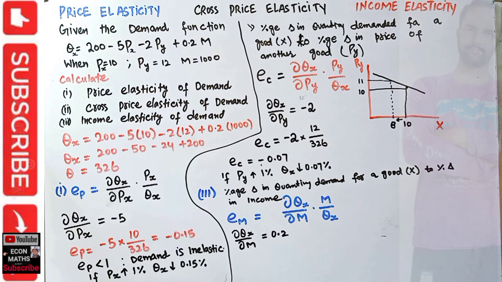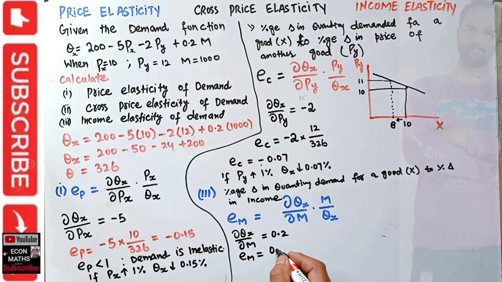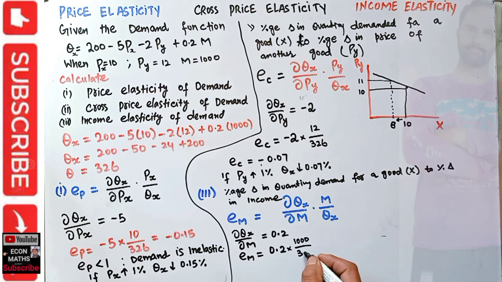Okay, then our elasticity, what we call the income elasticity of demand, will be equal to dqx upon dm, came out to be 0.2. Income is being given to us here 1000, and q we calculated earlier, that comes out to be 326. Solving this we will get 0.61. Okay, now what exactly is meant by this income elasticity of demand, and what can we infer here?